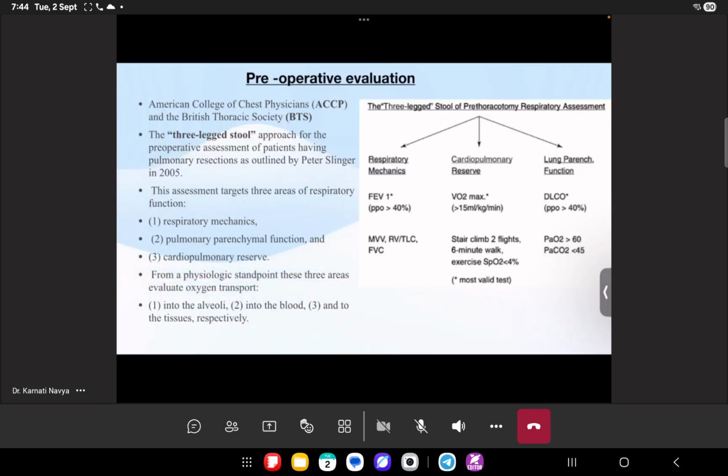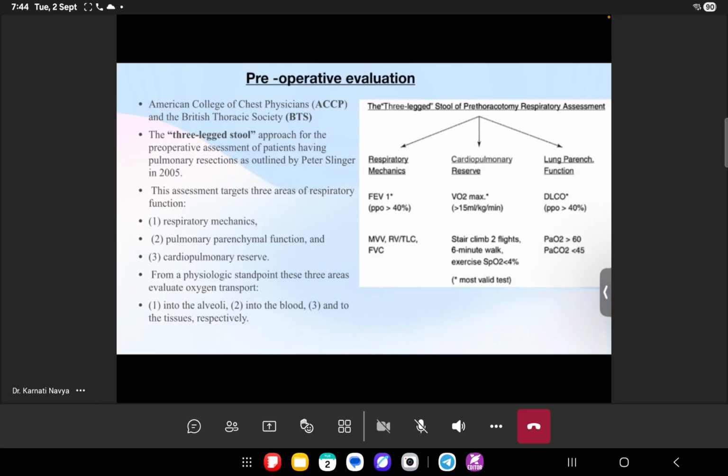The pre-op evaluation for pneumonectomy, according to the American College of Chest Physicians and the British Thoracic Society: there is a 3-legged protocol approach for the pre-op assessment of patients having pulmonary resections, as outlined by Peter Slinger in 2005.